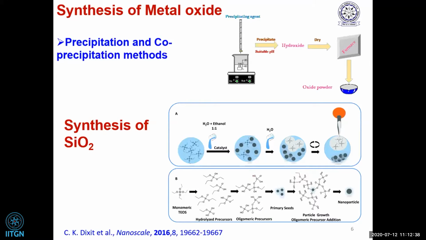Before generating this porosity, we need to understand how the materials are actually synthesized. When we think about metal oxides, we normally use precipitation and co-precipitation methods to prepare them. Similarly, in the case of silica, we can take a silica precursor in an ethanol-water mixture and employ an acidic or basic medium to get silica nanoparticles. But these materials are non-porous in nature. So how do we impart porosity into the material?